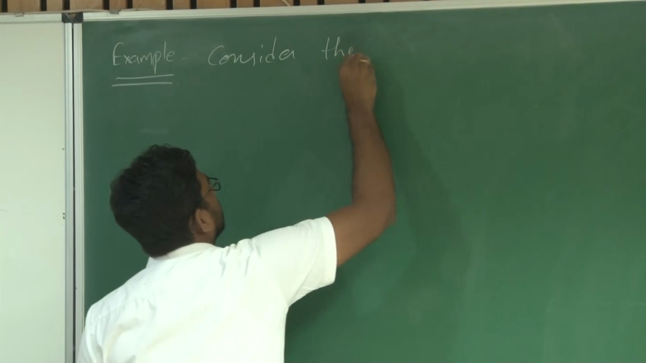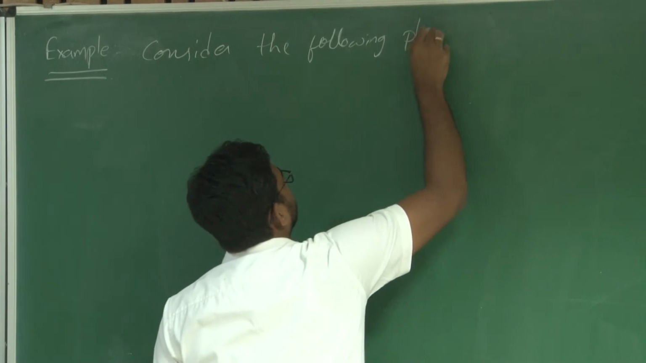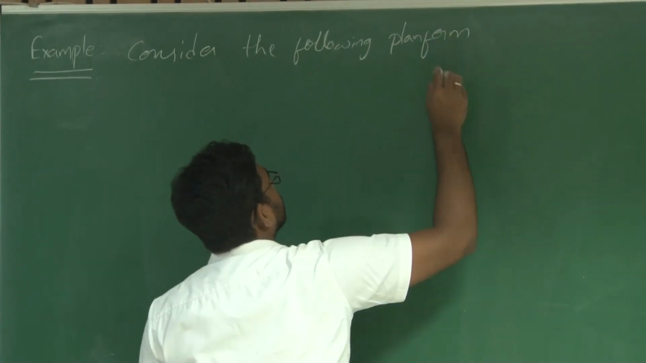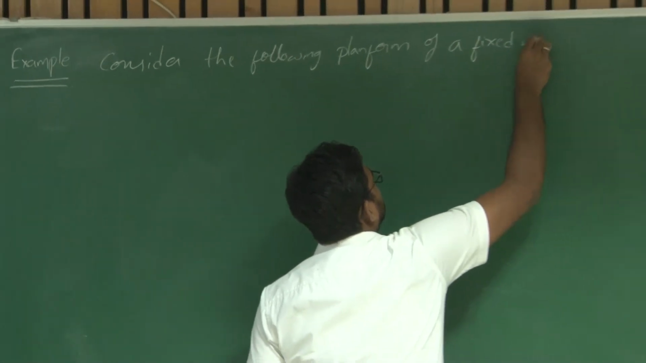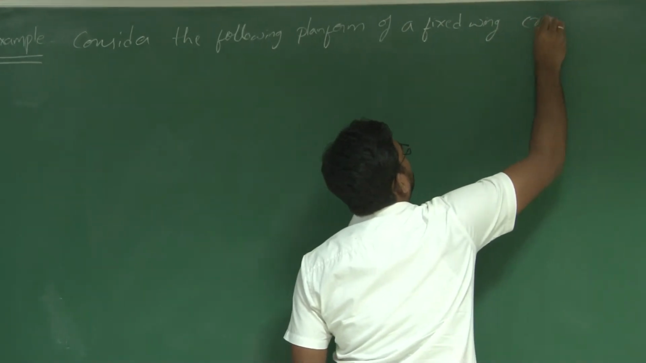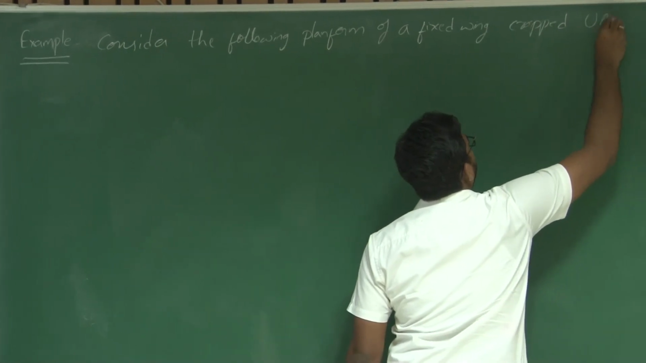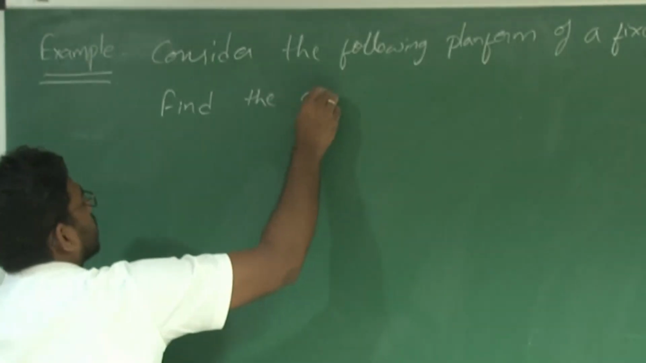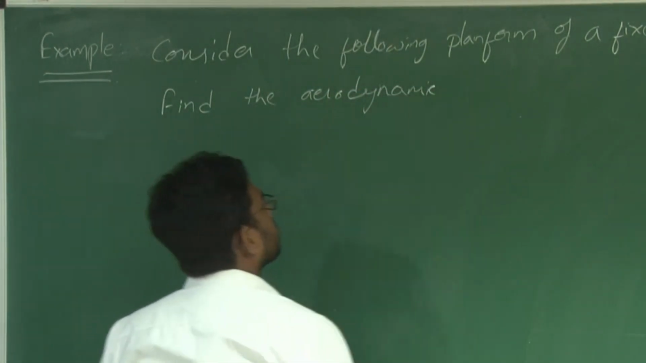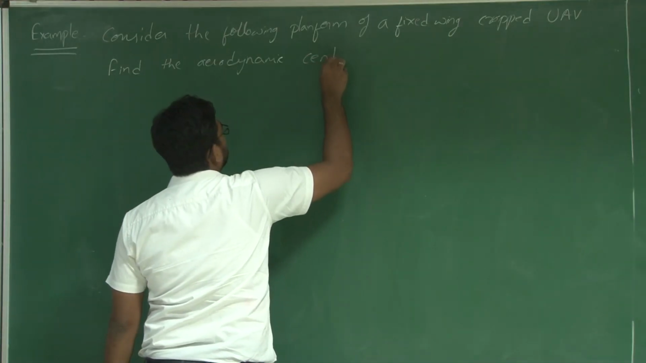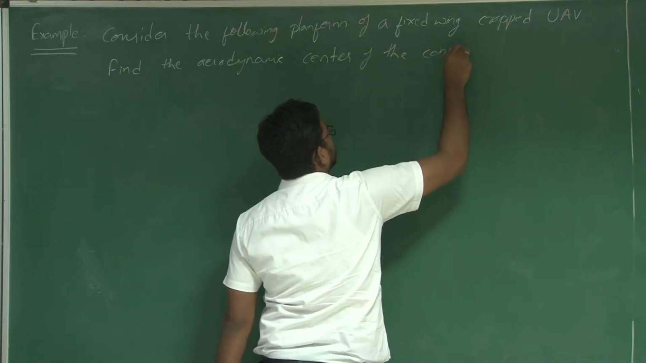Consider the following planform of a fixed wing crop delta UAV. Find the aerodynamic center of the configuration.